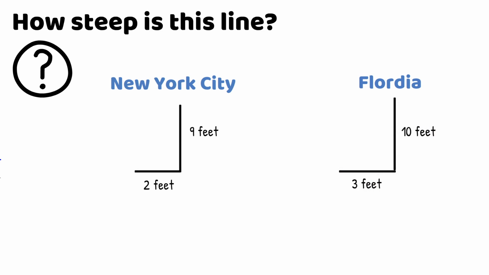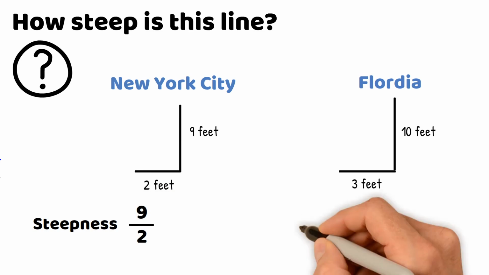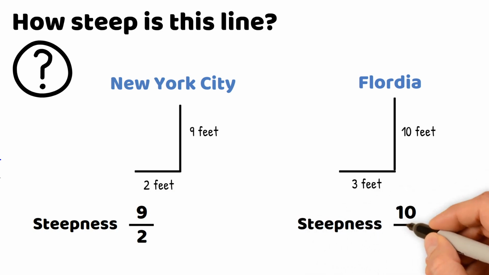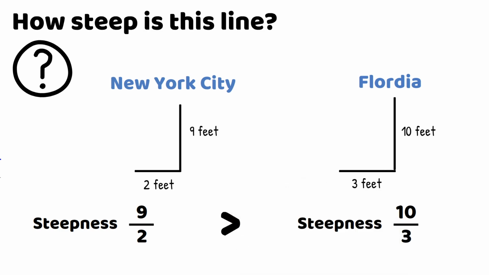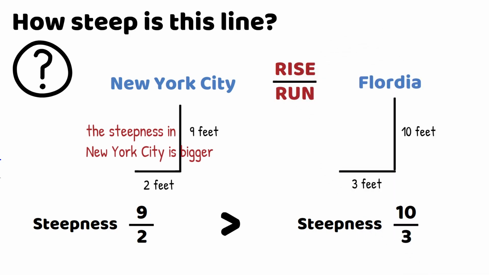In the New York City hill, you rise 9 feet for every 2 feet that you move forward. So the steepness is 9 divided by 2. In the Florida hill, you rose 10 feet for every 3 feet. So the steepness is 10 divided by 3. Since 9 divided by 2 is greater than 10 divided by 3, the steepness of the New York City hill is bigger. The idea behind measuring steepness is to divide rise by run. The rise is how much you get elevated, and the run is how much you walk across.